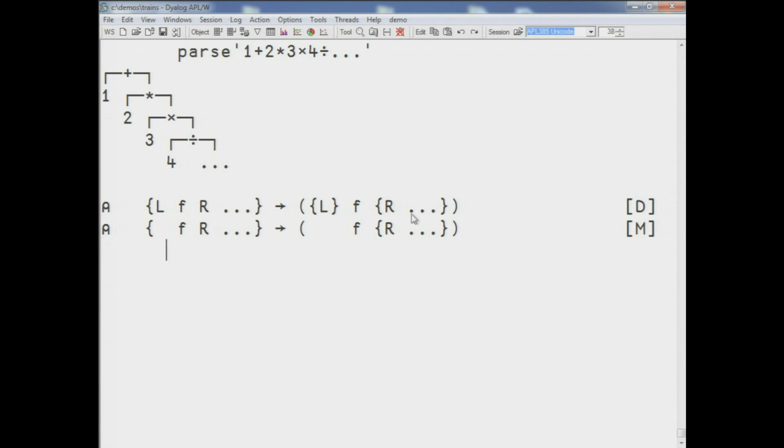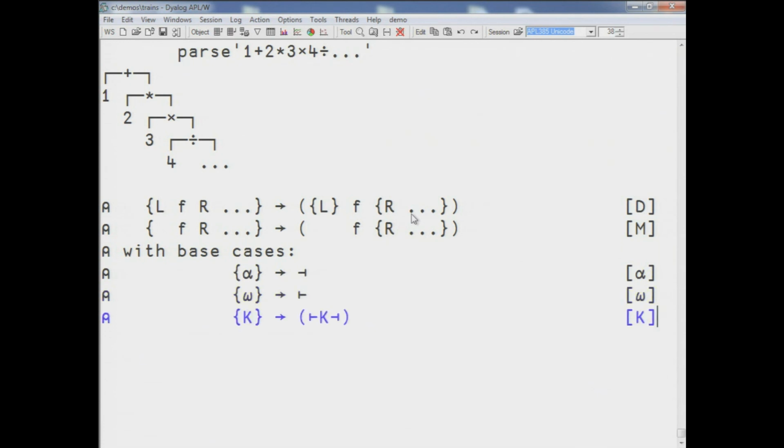So we can keep going, and the base case is you wind up with either an alpha on its own, or an omega on its own, or a constant. And the alpha goes to a left tack, and the omega goes to right tack, and the constant can go to this train, which just says K is what you need, mate.